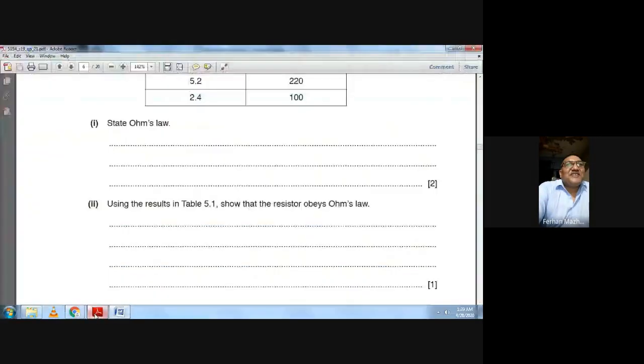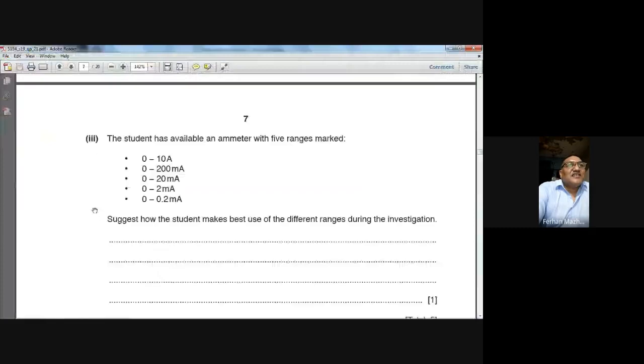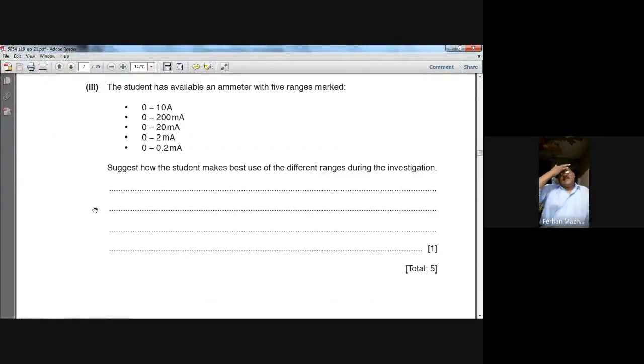Okay, so we move to the next part. The third part: the student has available an ammeter with 5 ranges marked 0 to 10 ampere, 0 to 200 milliampere, 0 to 20 milliampere, 0 to 2 milliamp, and 0 to 0.2 milliamps. He got some kind of multimeter, so he has ranges for the ammeter. How does the student make best use of the different ranges during this investigation?